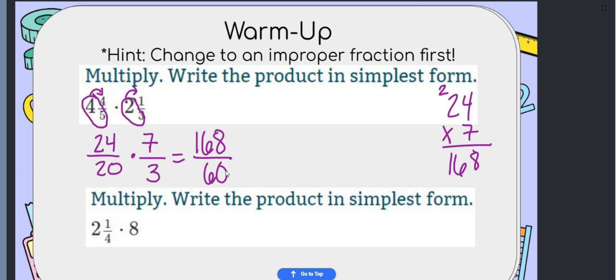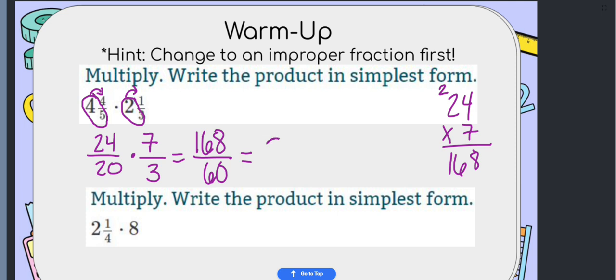Now, just like everything to do with fractions, we have to simplify. So first we've got to think about how many 60s can I get out of 168? Well, I want you to ignore the 8 and 0 for a second and think to yourself, how many 6s can I get out of 16? Well, I can only get 2, right? Because 6 times 2 is 12 and 6 times 3 is 18. 18's too big. So I'm only going to be able to get 2 60s out of 168.